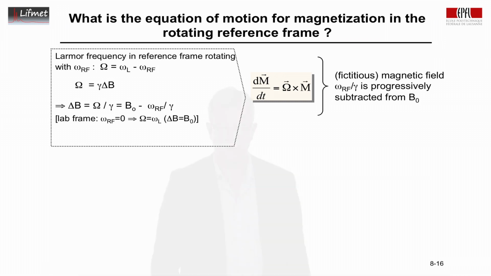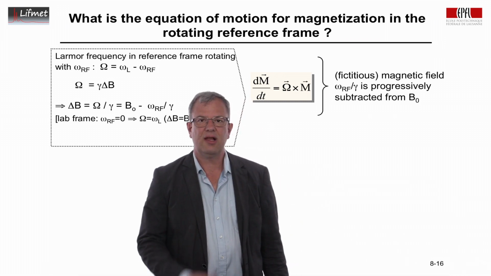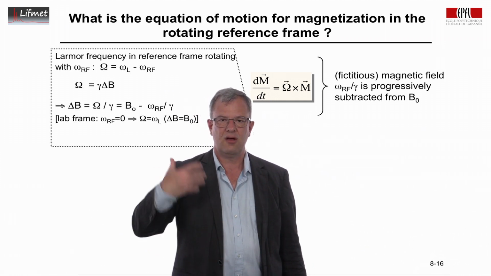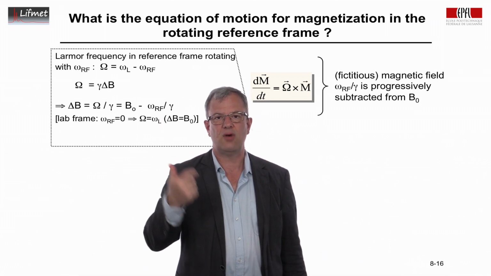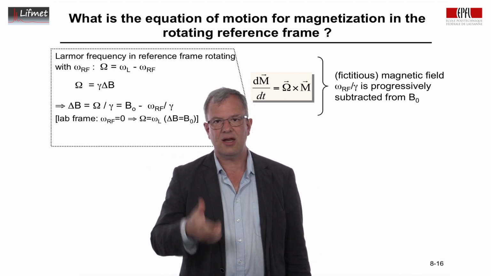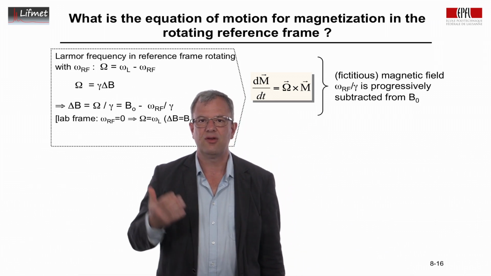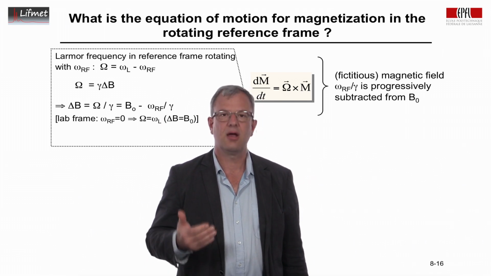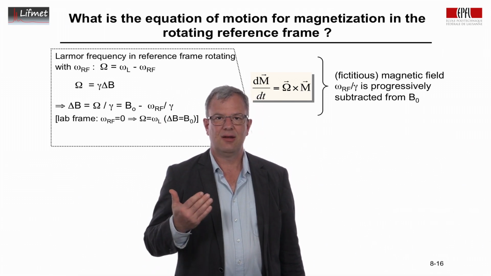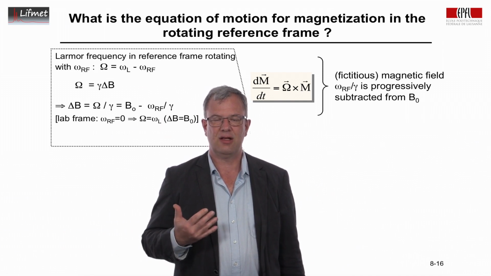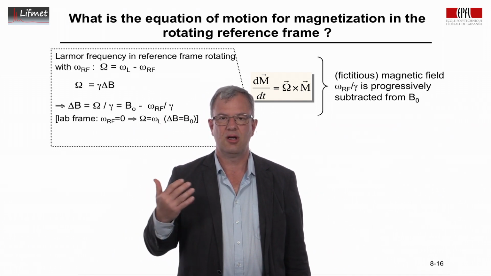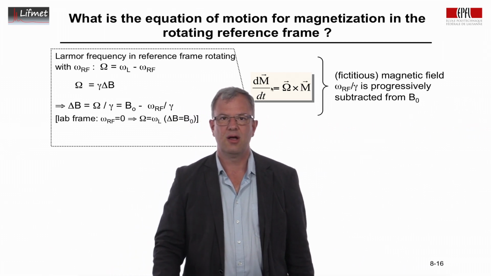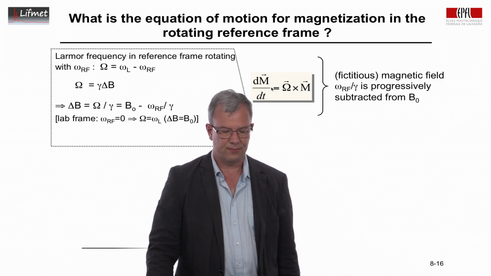So this is not unlike classical mechanics, where we take our physical forces. Once we're in the rotating reference frame, we have to add or subtract, depending on how you look at it, the centrifugal force and the Coriolis force. Here, in order for the equation of motion to work, we have to subtract a fictitious magnetic field. That's a consequence of the motion, to make the equation of motion work. We still want this equation to be true in any of our reference frames.